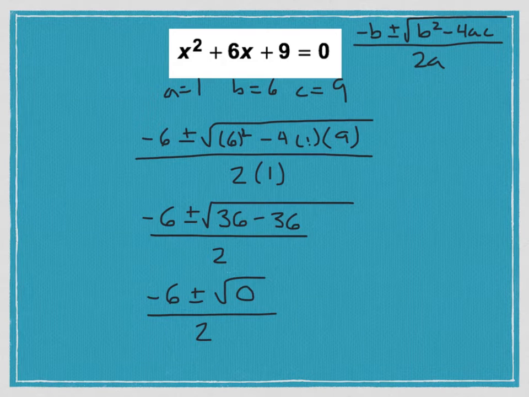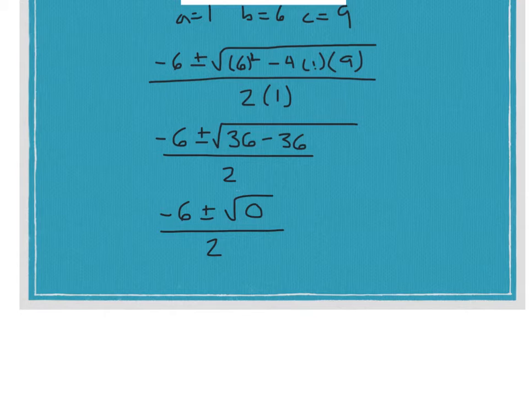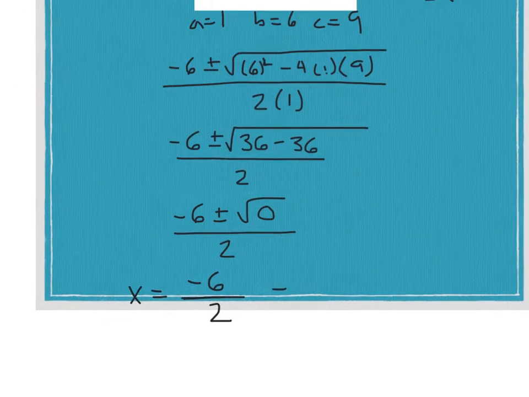So if this is 0, we just have negative 6 over 2 now. So that's our answer, negative 6 over 2. How do we simplify negative 6 over 2? Negative 3 over 1. So our answer here is just negative 3.